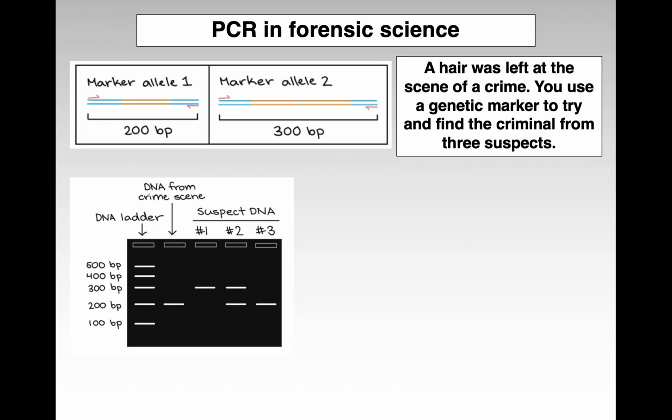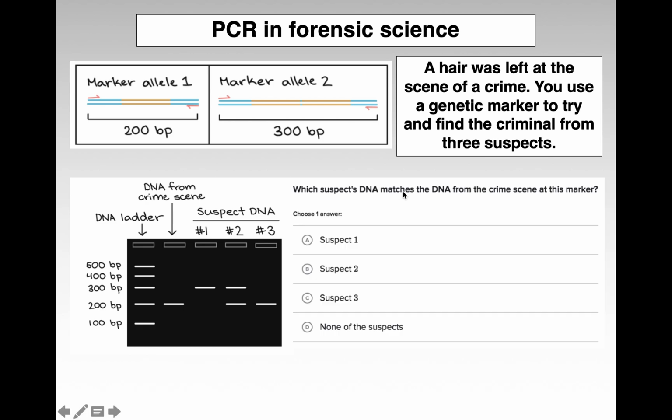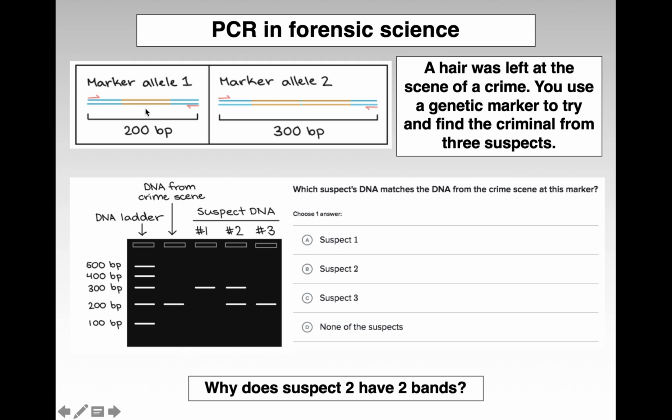Okay, so PCR is used all the time in forensic science. So you can look at DNA electrophoresis gels to try to figure out who committed a crime, for example. And again, DNA gel electrophoresis separates DNA by size. But in order to look at it as a gel, you have to make millions of copies first.